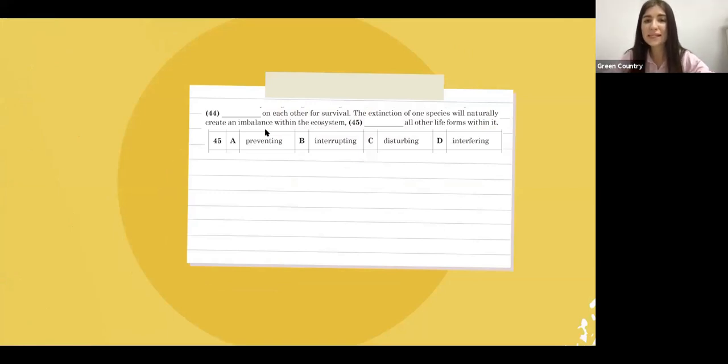Next one. The extinction of one species will naturally create an imbalance within the ecosystem, gap all other life forms within it. Also, we need to feel the difference between these words, because preventing is not to let something happen. Interrupting is to stop something.